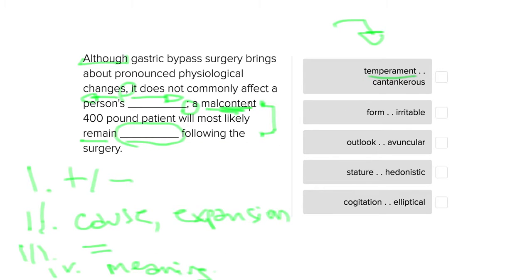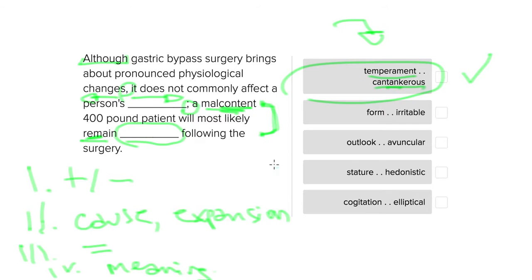Following the semicolon, I've got a malcontent, even 100 pounds lighter, the patient will most likely remain cantankerous. So that provides an expansion to the idea that this doesn't commonly affect temperament, so the temperament remains the same, into the word remain here, and also cantankerous has a similar connotation to malcontent. If you're a malcontent person, you're unhappy, and it's likely that you're going to be difficult to deal with, and cantankerous if you're unhappy. So you're going to remain that way even though your body's changing. So that makes sense, and this is why this is the right answer as you just saw.